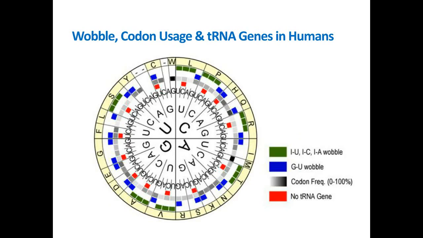Now, this codon table can be represented in different ways. And here I've represented it in a circular configuration. And here I'm trying to show wobble, codon usage, and presence or absence of tRNA genes in human. And so the outside ring is the amino acid, and this is a single letter code for the amino acids. The codon itself is the inner, middle, and outer nucleotide rings, which are the first, second, and third positions of the codon.